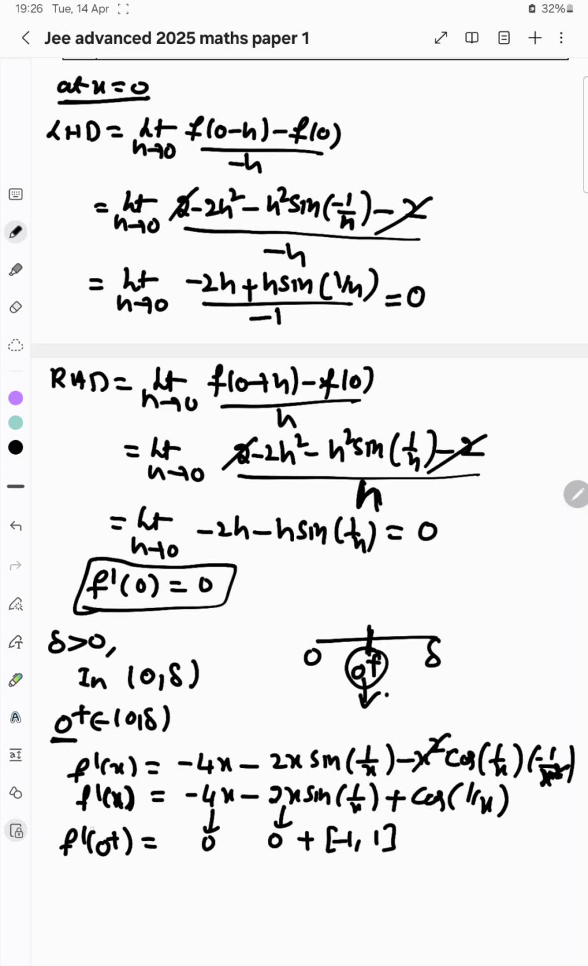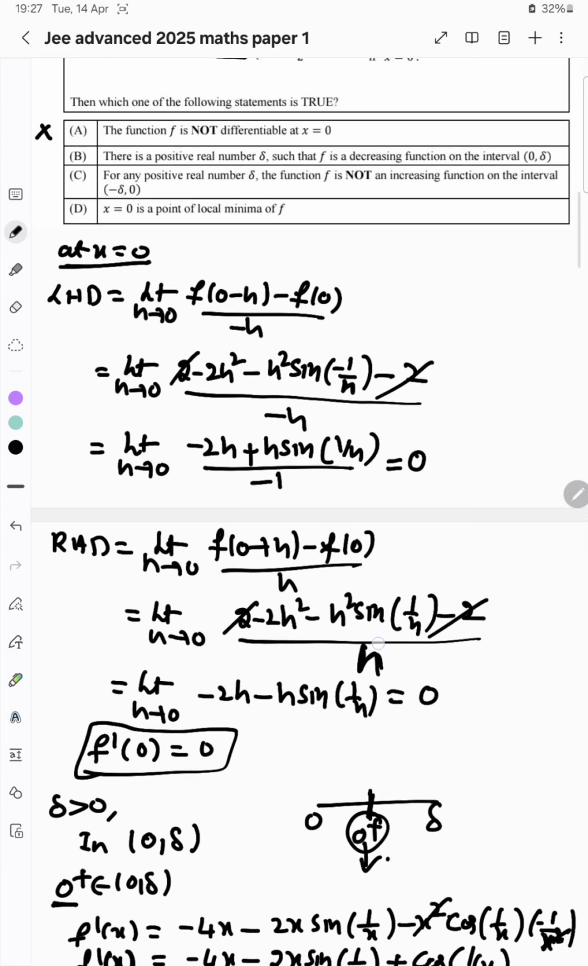So that means what? The entire derivative value at x equal to 0 plus will oscillate from negative to positive continuously in this interval, right? So that means the function is completely not decreasing, completely not increasing in this interval 0 to delta. So we cannot say the function is decreasing or increasing in the interval 0 to delta. So it is not a monotonic function. That's why here it is not decreasing, not increasing.